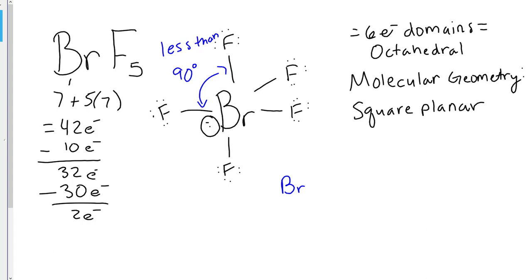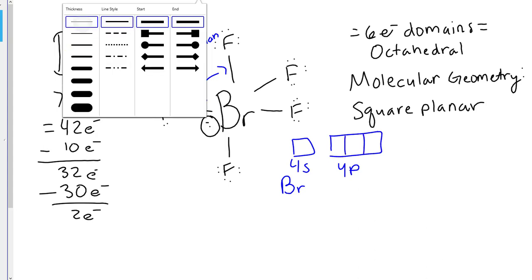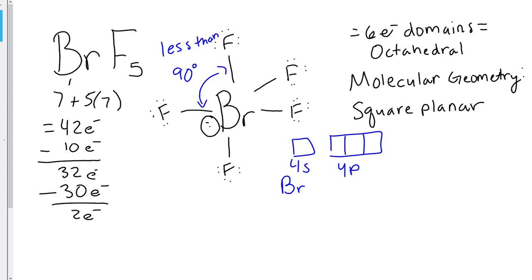Good, 4s and 4p. So if I were to draw my valence electrons in there, I would have 2 in the 4s and 1, 2, 3, 4, 5 in the 4p.